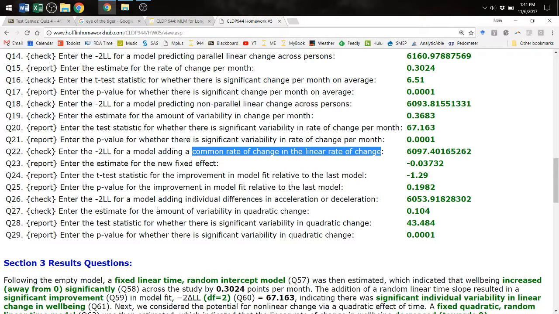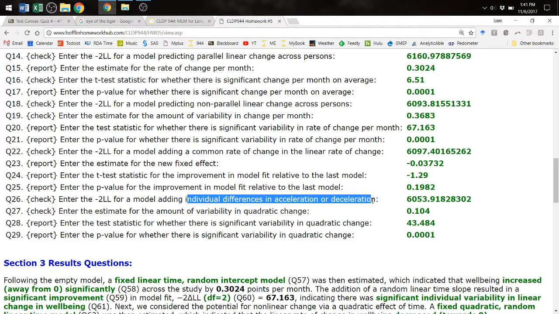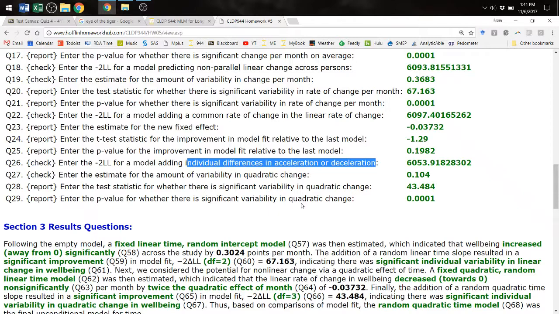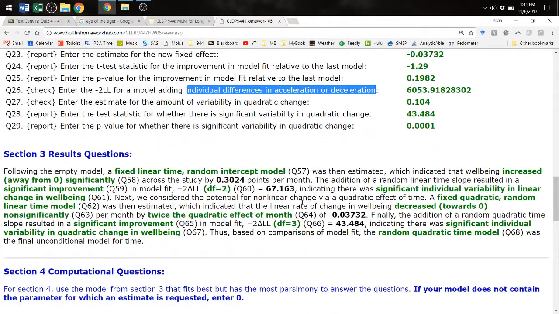Then we do individual differences in acceleration or deceleration. So that's random quadratic we're asking about there, and at this point everybody should have ended up with that as their best model. So then the results section walks through the process of augmenting the model with fixed and random effects of each type.